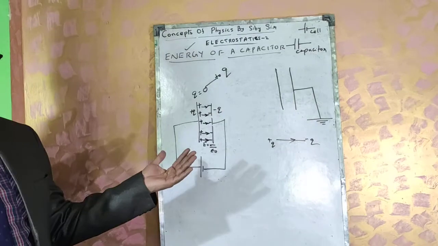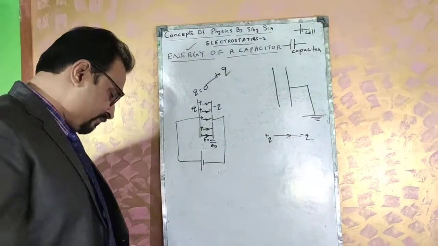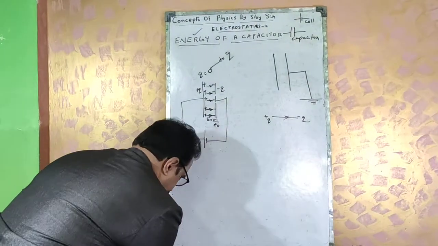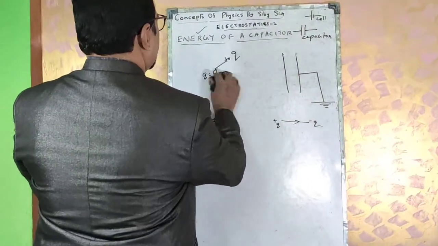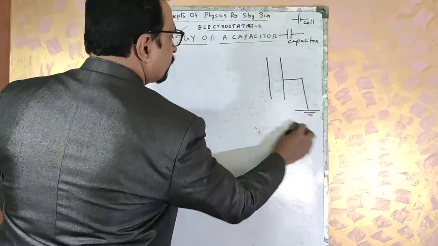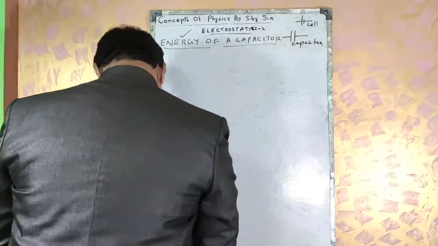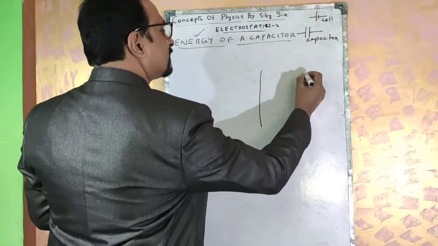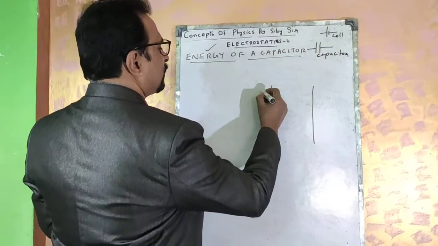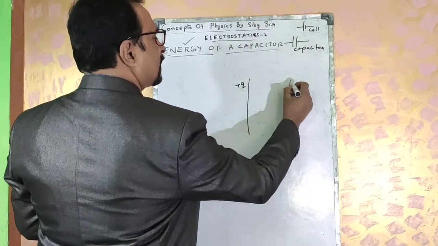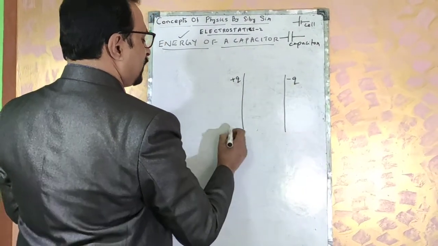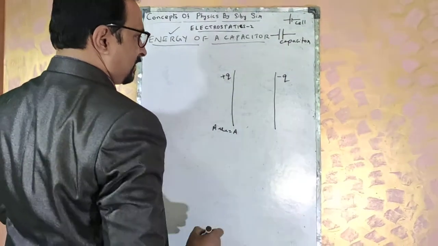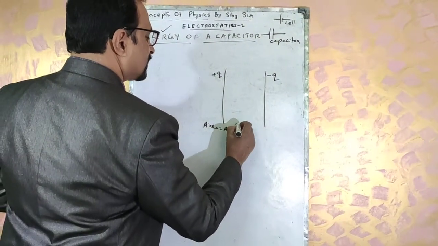Now you have to find an expression for the energy of a charged capacitor. You consider a parallel plate capacitor. The charge on this plate is plus Q. Charge on the other one is minus Q. Area of each plate, that is A. Distance between the plates, that is d.